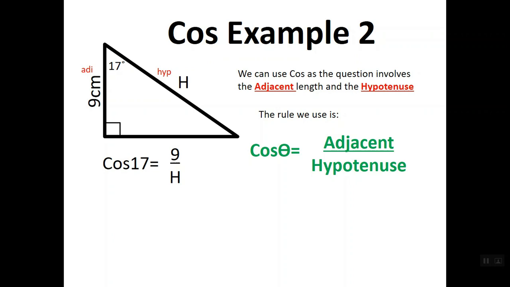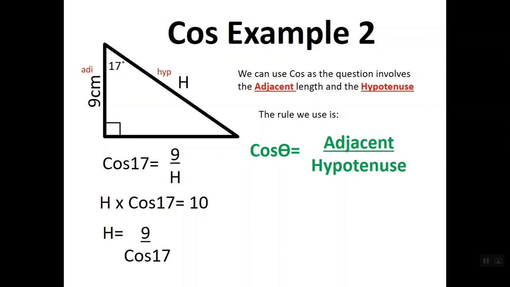Next step now is really to multiply both sides of your equation by h, because you need to get that h out of your denominator. When I do that, I get h times cos 17 degrees equal to 10. Next step, I need to get rid of that cos 17 degrees beside that h, because I need that h by itself. So that means I divide both sides of the equation by cos 17 degrees.